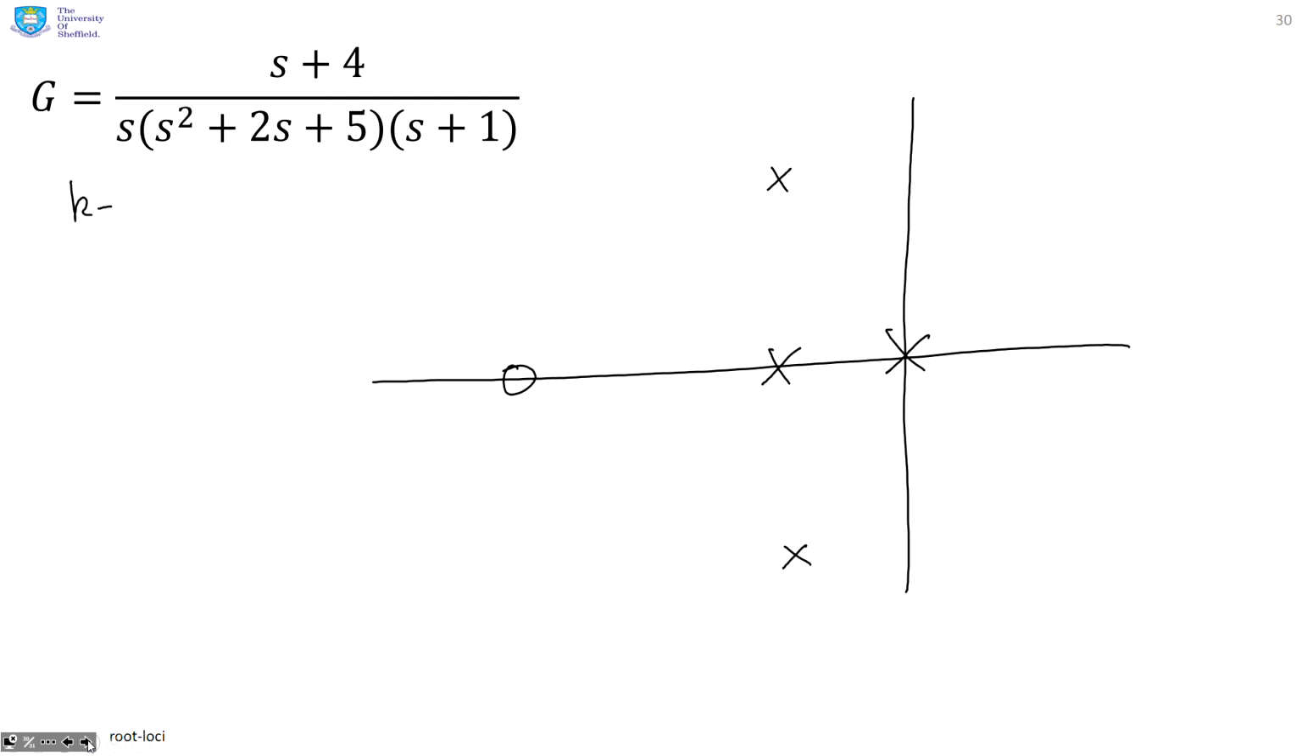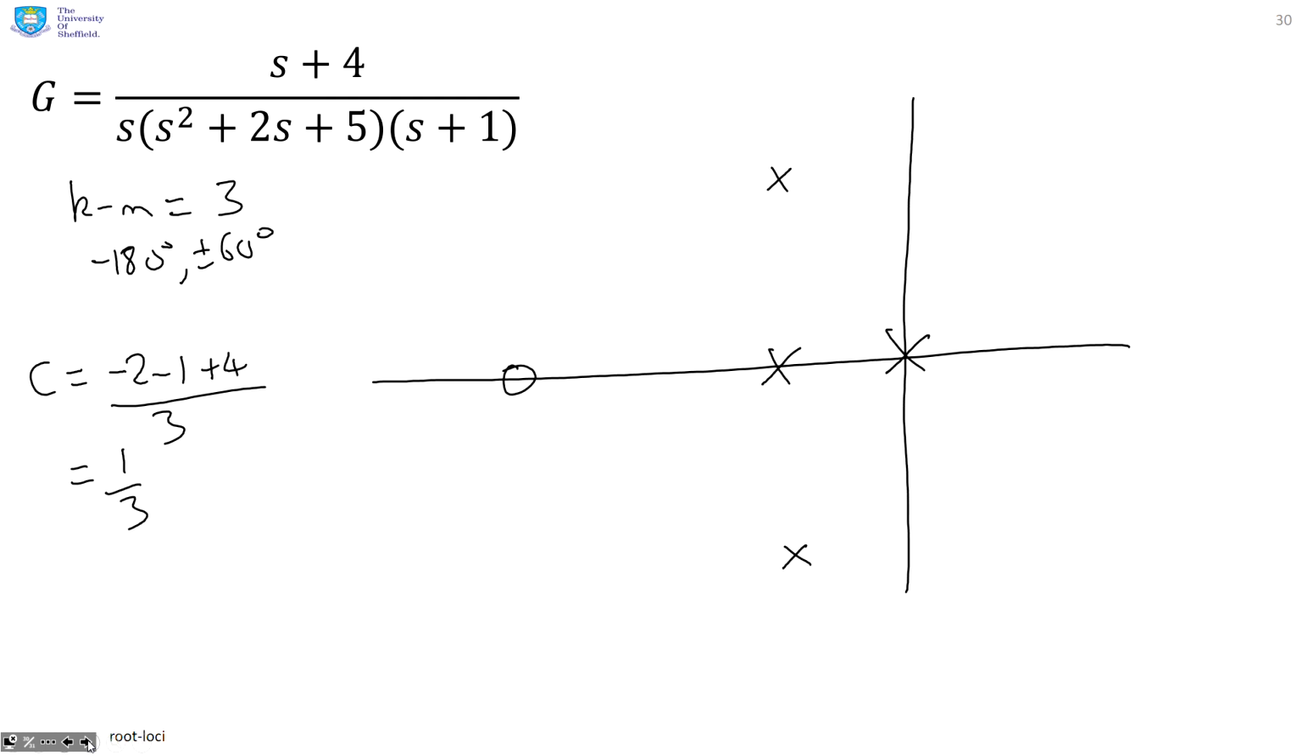Rule 3, k minus m is 3. So the asymptote directions are -180 and plus and minus 60. Okay. Rule 4, where's the centroid? So the centroid is going to be -2 minus 1 plus 4 divided by 3, which is 1 over 3. So the centroid is actually in the right half plane. So the centroid is here. So I now do my plus or minus 60 degrees. There you go. So there's my asymptotes.